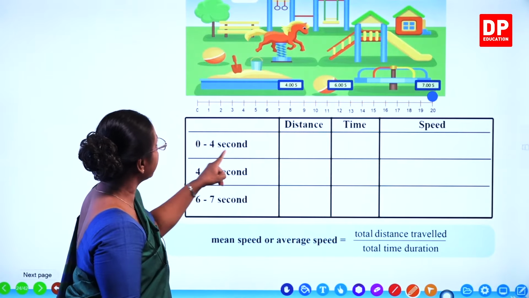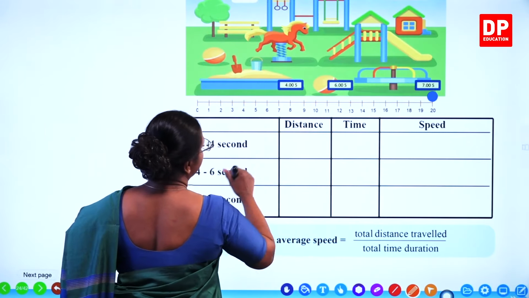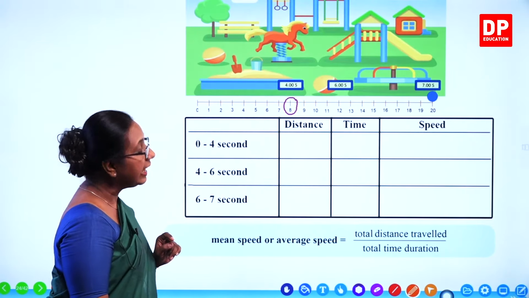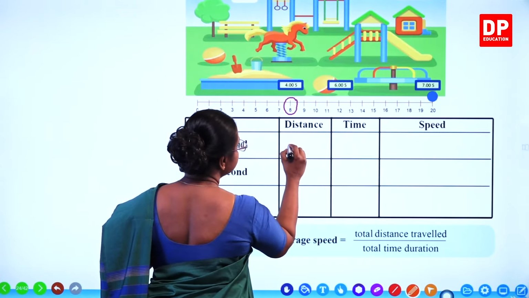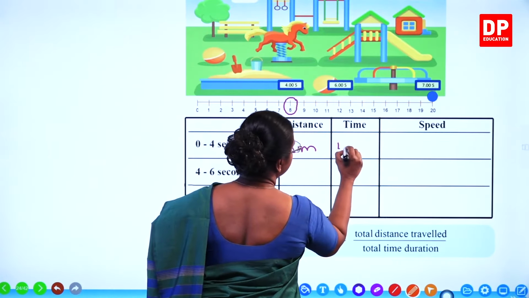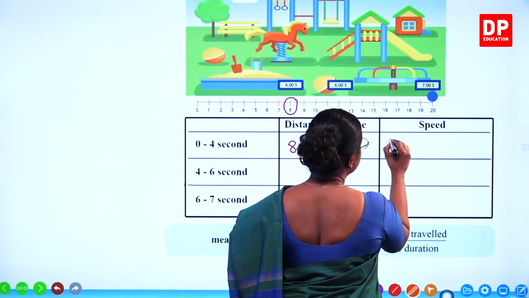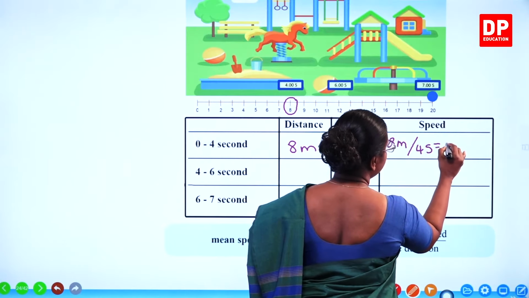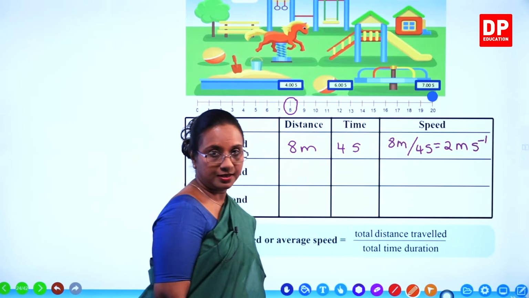If we take the first time period from 0 to 4 seconds, that is from here to this mark, you can see the ball has traversed a distance of 8 meters. So, if we fill in the data into this table, the distance traversed is 8 meters and the time taken is 4 seconds. So, if we calculate the speed, you all know distance traversed divided by time taken. So, it will be 8 divided by 4, 2 meters per second.